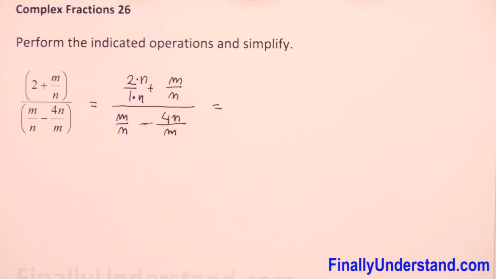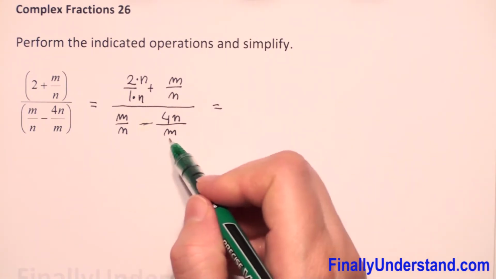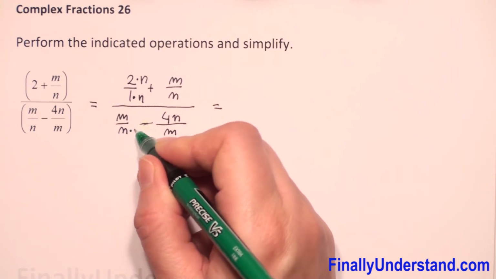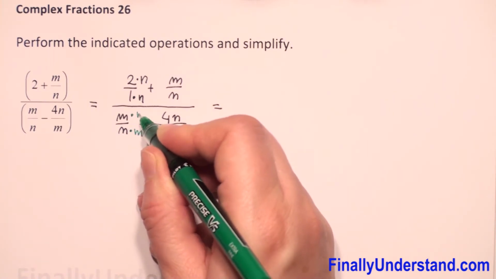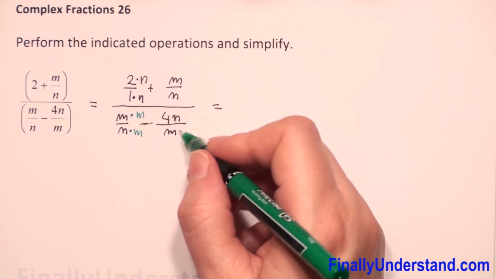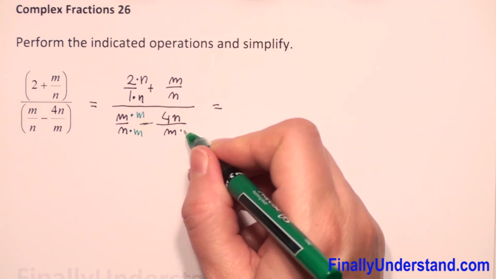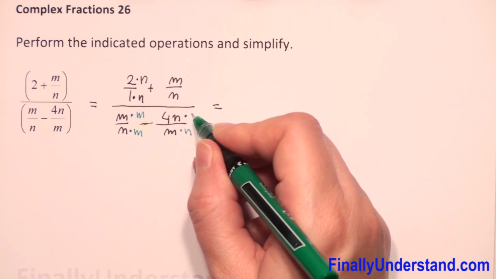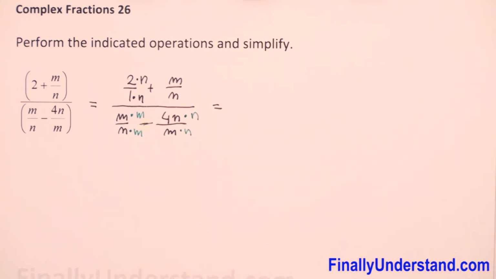And in the denominator, we have m and n, so the denominator will be mn. I have to multiply n times m. So I have to do the same with the numerator. And m I need to multiply times n to get nm. So I have to do the same with the numerator.